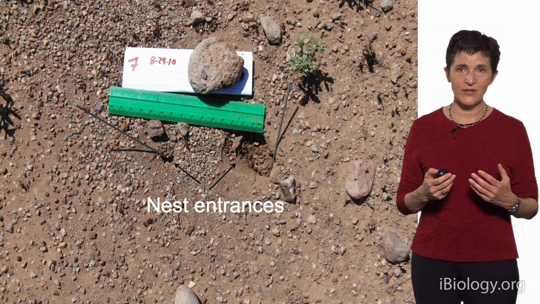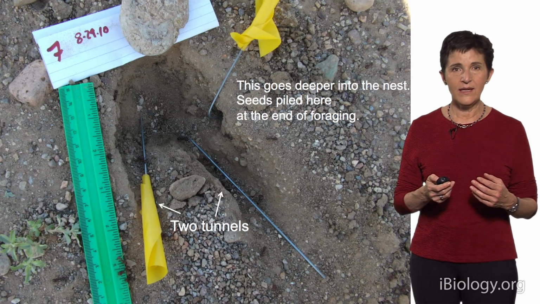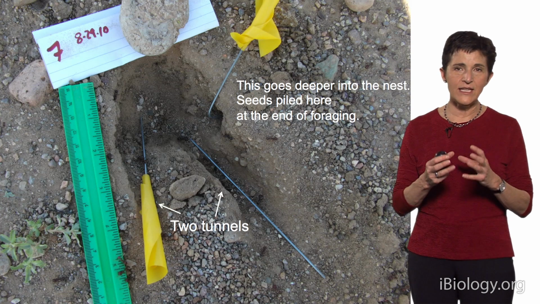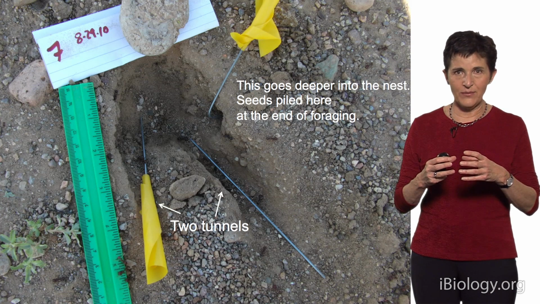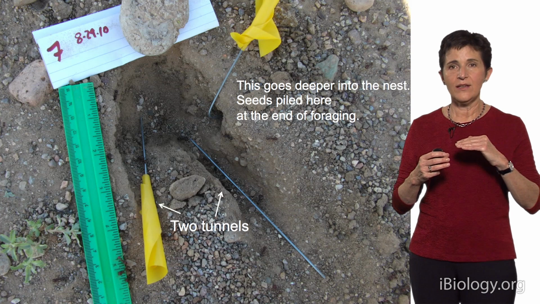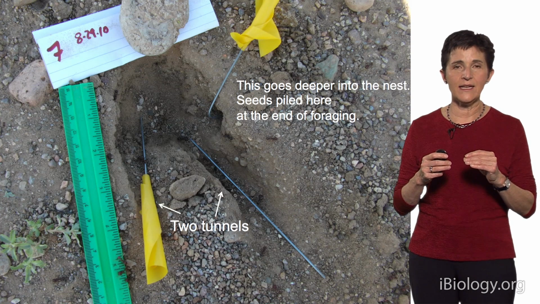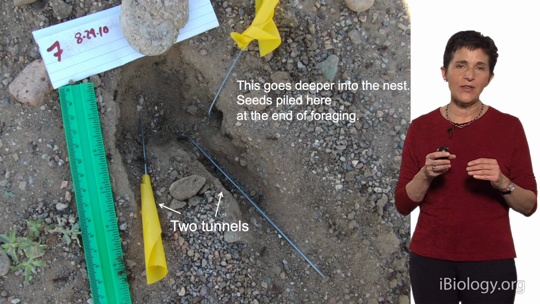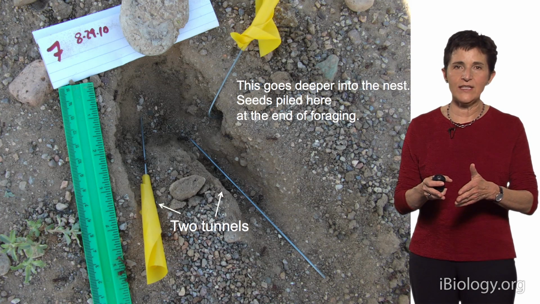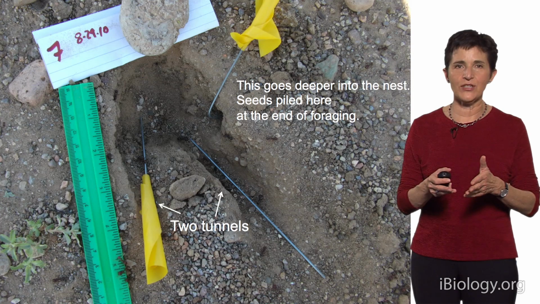This shows the nest entrance of one colony, and you can see, first of all, that there were 2 nest entrances to begin with. And then when I dug it up, I found 2 tunnels, and those are indicated with flags, that lead to an entrance chamber. It's about 5 centimeters from the surface where the nest entrances were leading in. And in that chamber, there was another tunnel leading deeper into the nest, and I found that seeds were piled there at the end of the foraging period.